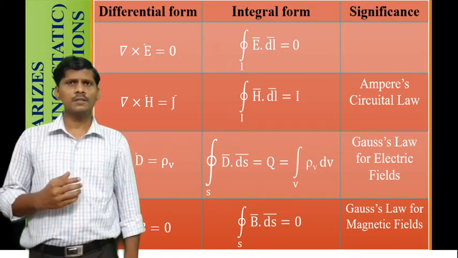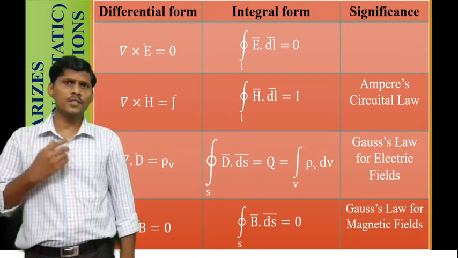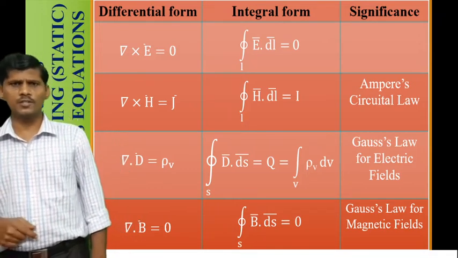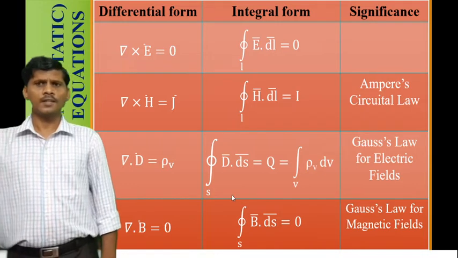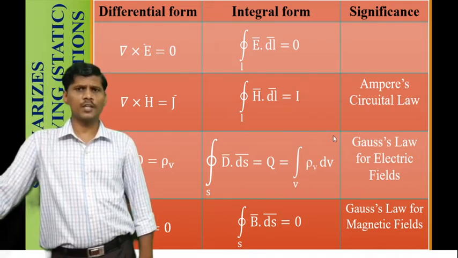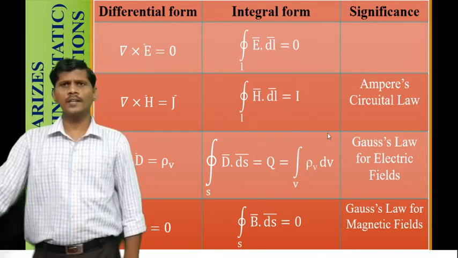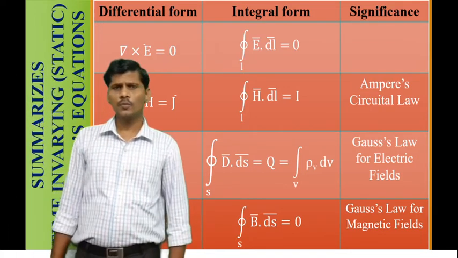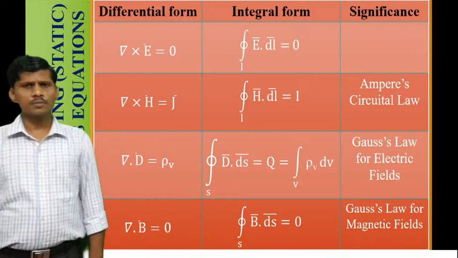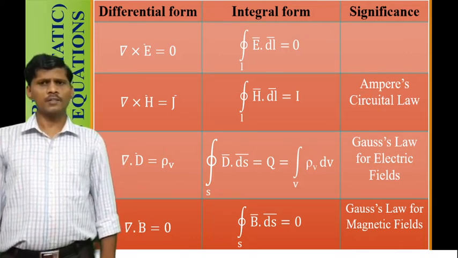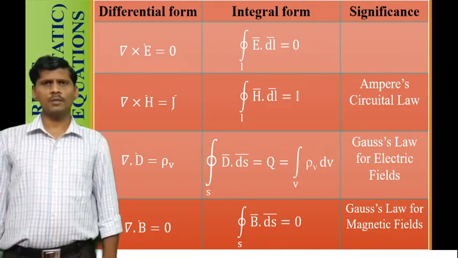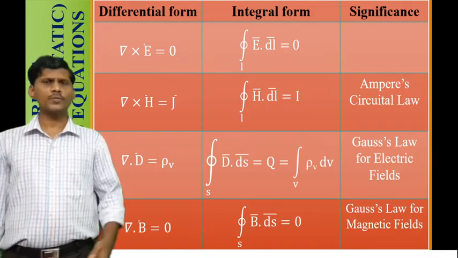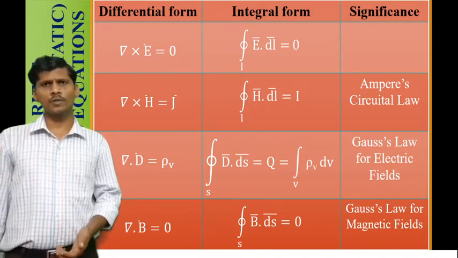That is the significance of the conservative nature of the field. In differential form, del cross E bar is equal to 0. The second Maxwell equation for the time invariant case: closed line integral of H bar dot dl bar is equal to I, and in differential form, del cross H bar is equal to J bar. The third Maxwell equation for the time invariant case is Gauss law for electric fields, that is, closed surface integral of D bar dot ds bar is equal to Q.